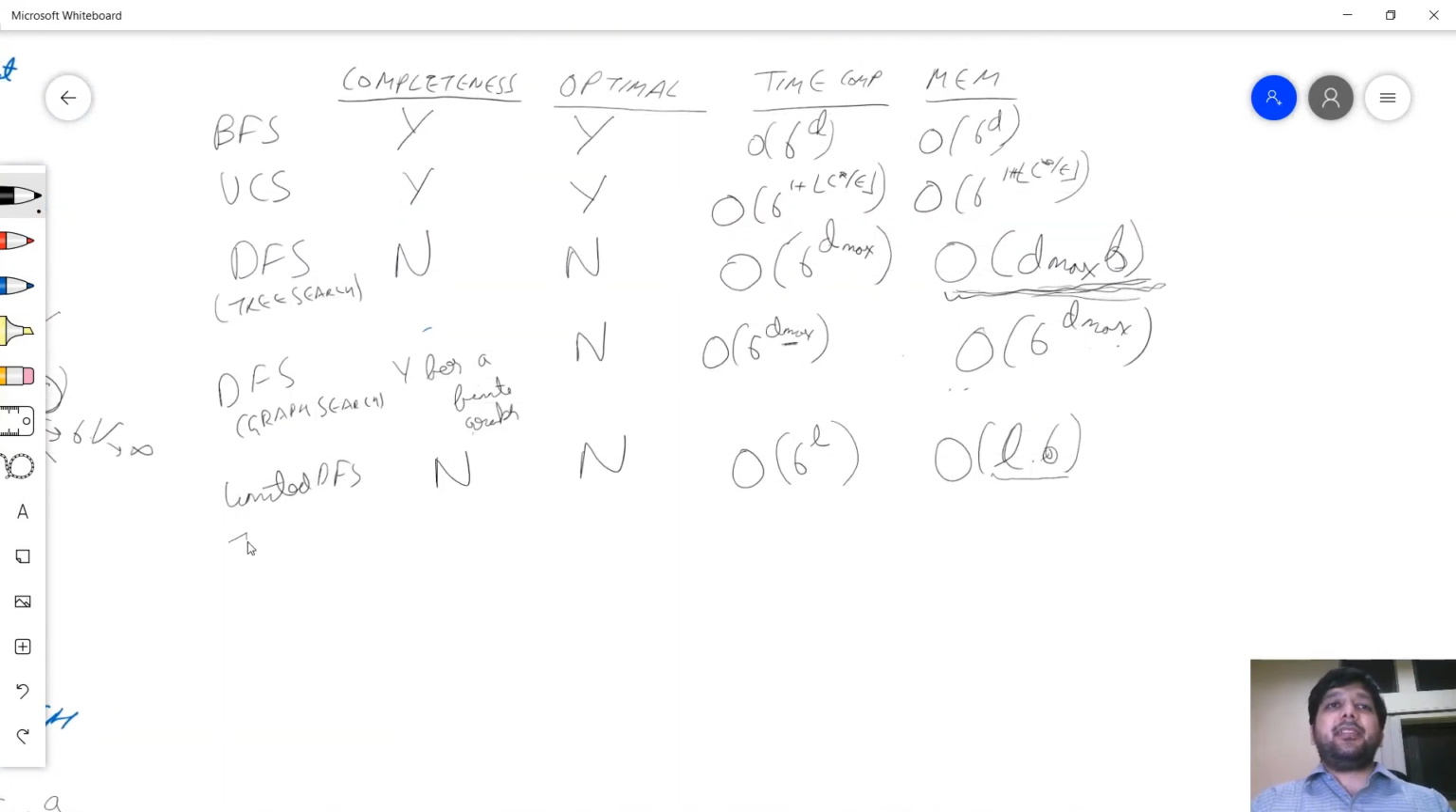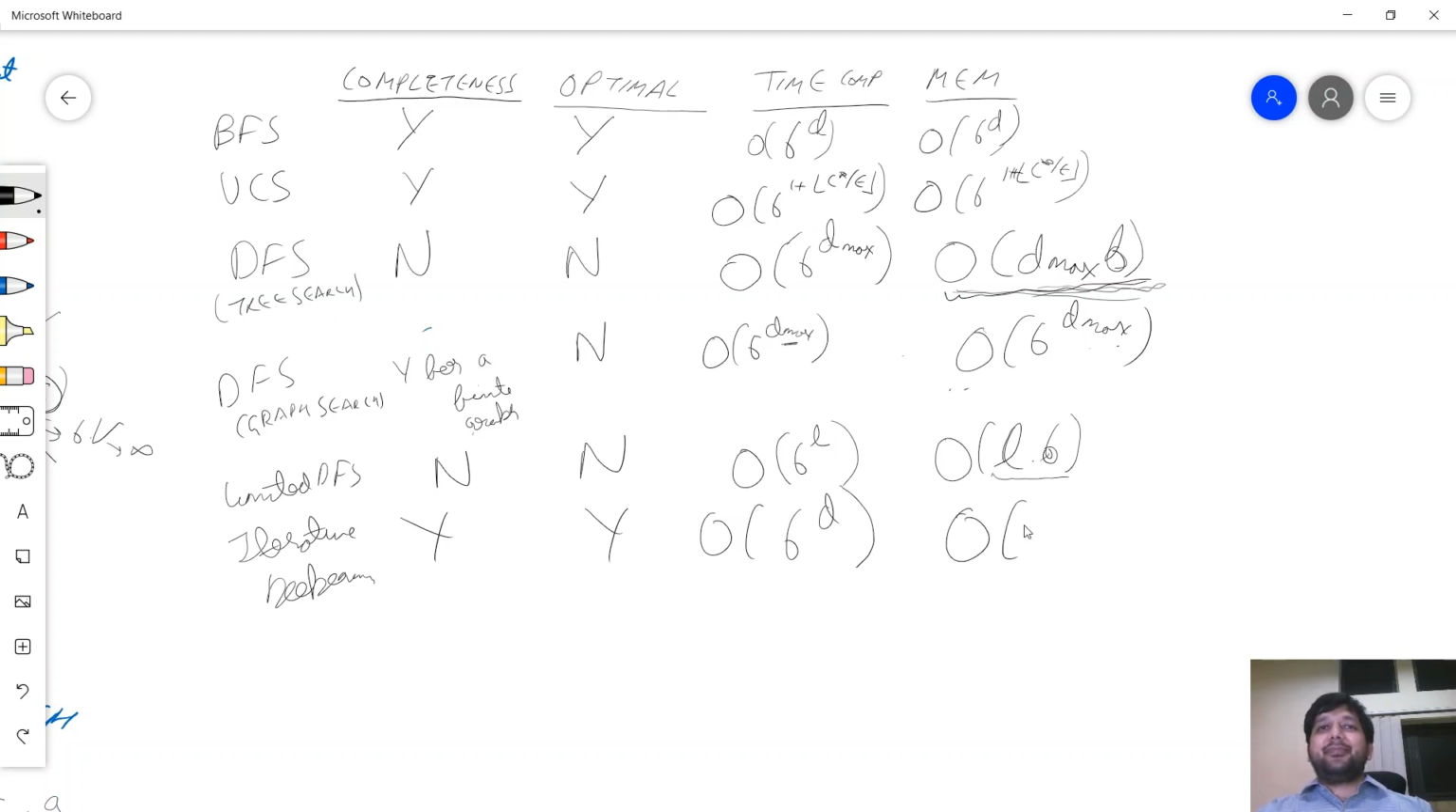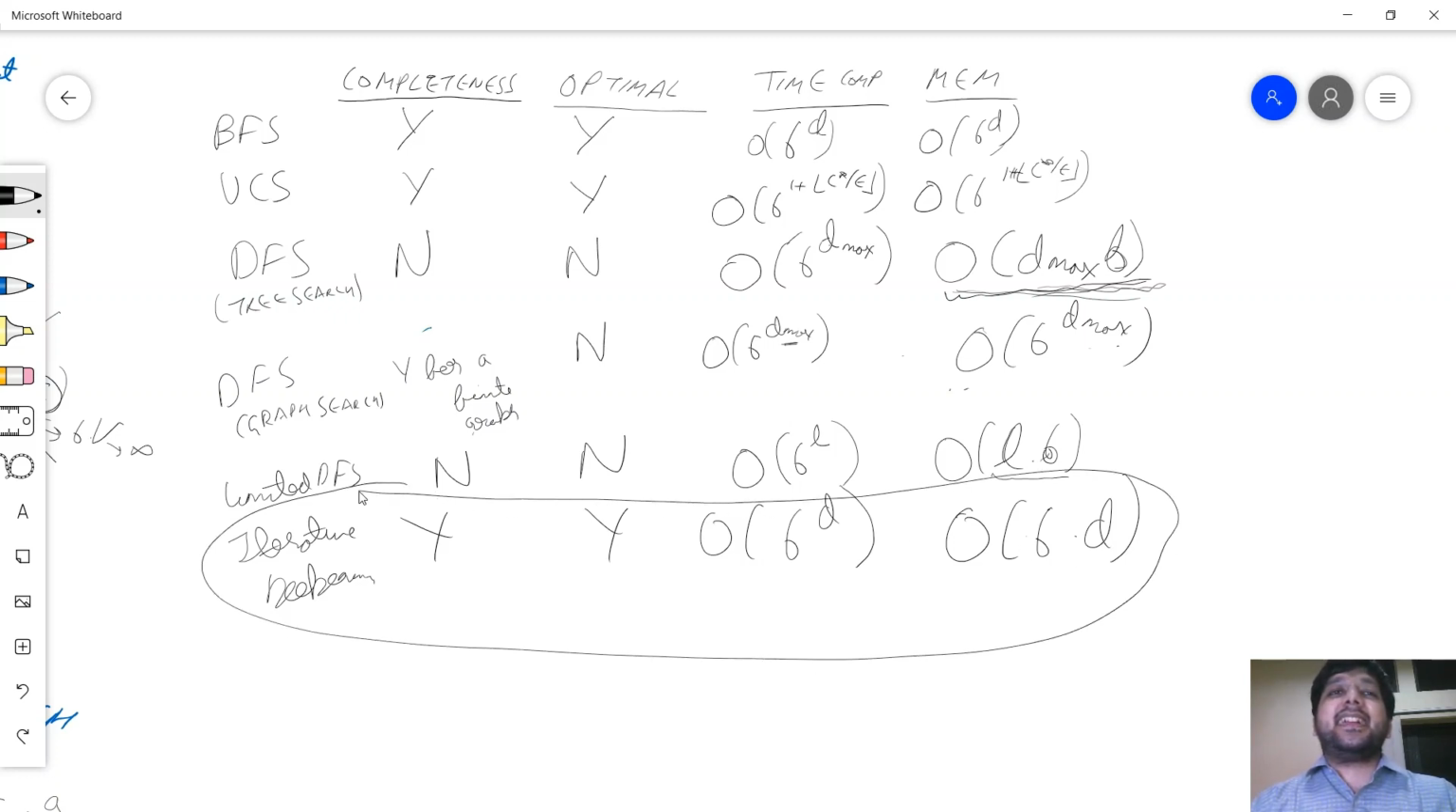So, iterative deepening: complete, optimal, the best so far. Best so far, best so far. Memory: every time you delete everything, so the entire memory is taken by the last iteration, which is B into D. You go till the depth of D only. And therefore you see that I've got the best algorithm so far.